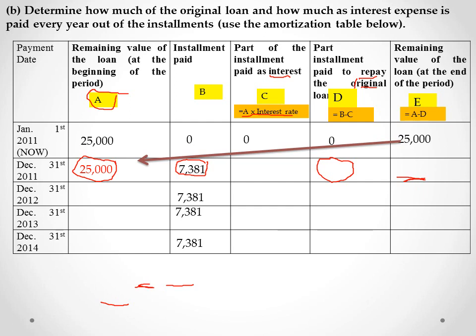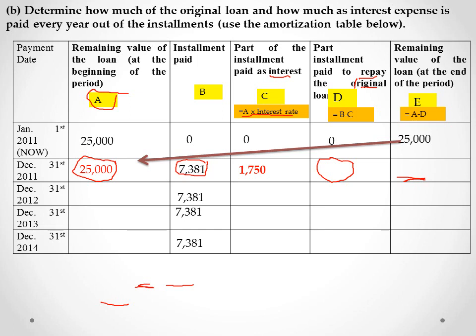So we need to know this amount, the installments paid, the 7,381, how much will go to repay the loan and how much will go to repay the interest. So this amount will be divided into part to repay the interest and part to repay the original loan. So now we need to calculate how much out of the 7,381 will be used to repay the interest. To calculate it, we need to follow this rule, which is A.